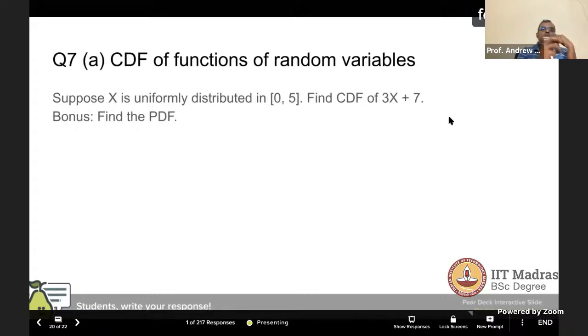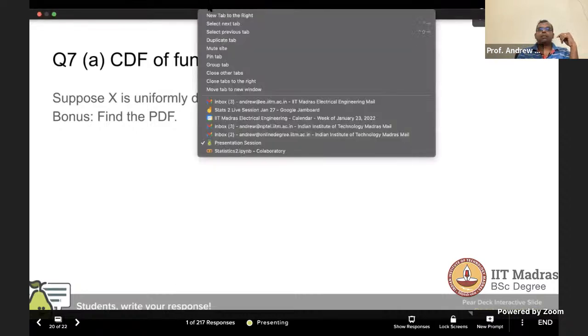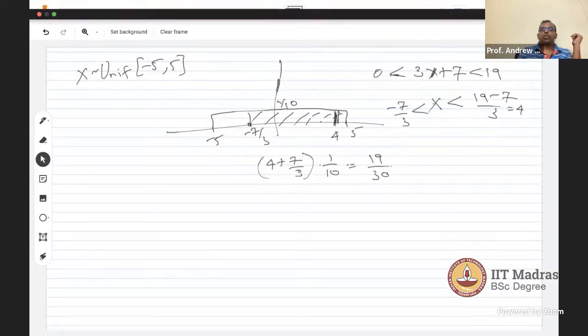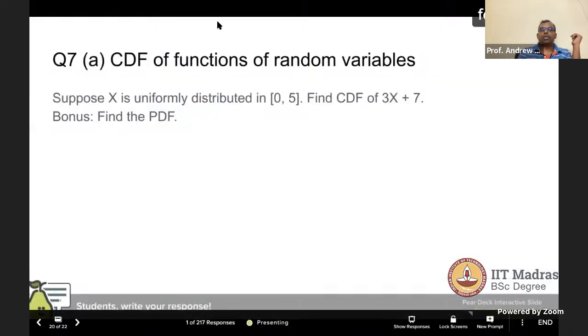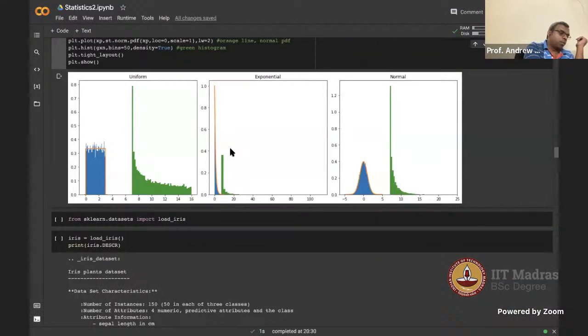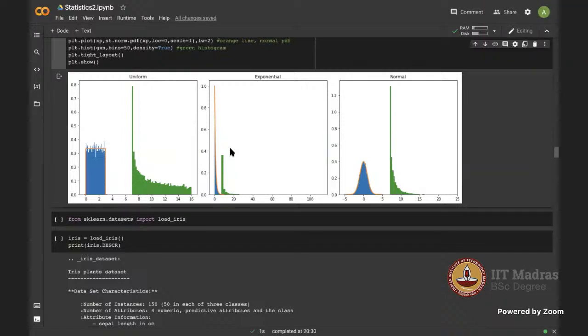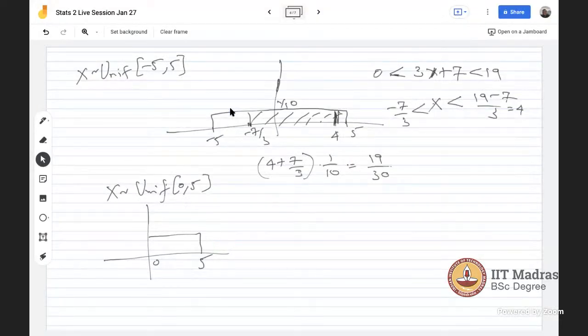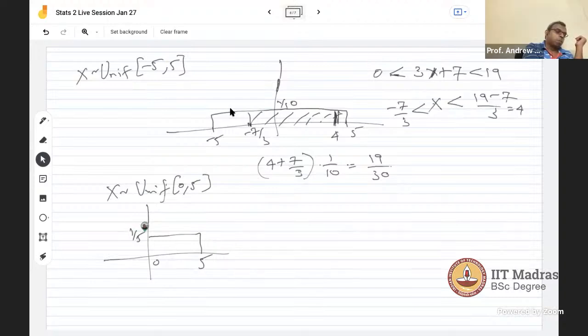Okay, so maybe I can do this in some detail. I forgot what the distribution of x was. It was uniform from 0 to 5. So you have a picture here which is like this. So this is 1 by 5. Okay. And I want the CDF of, say, let me call it y, which is 3x plus 7.